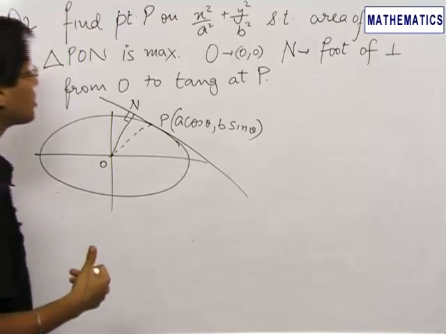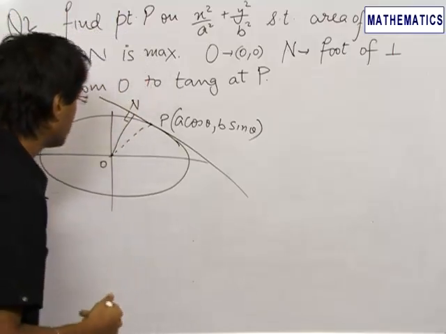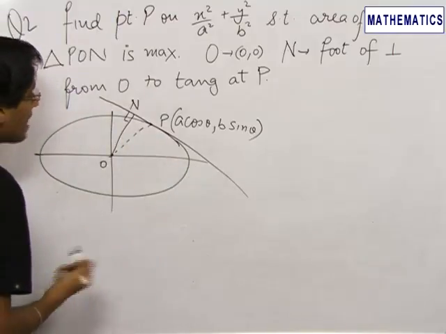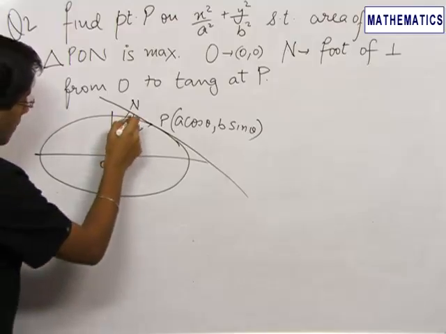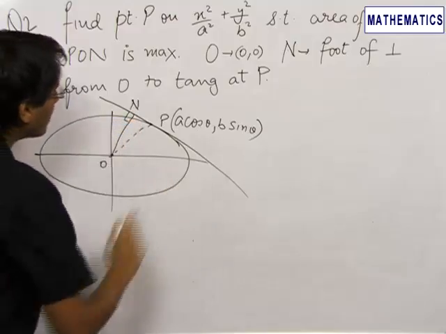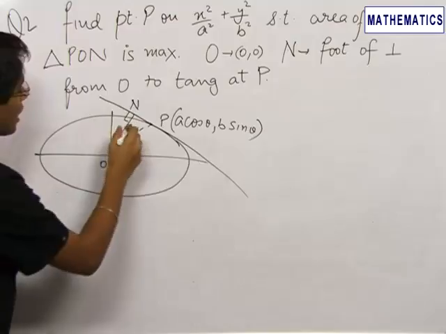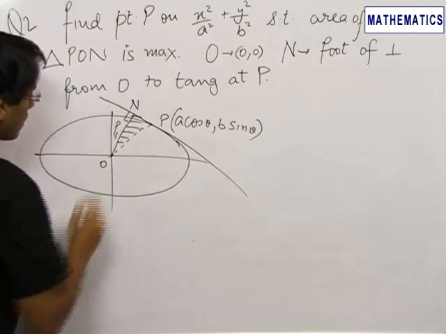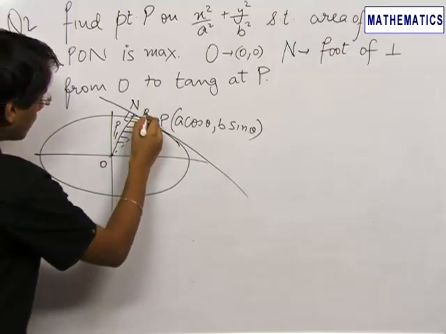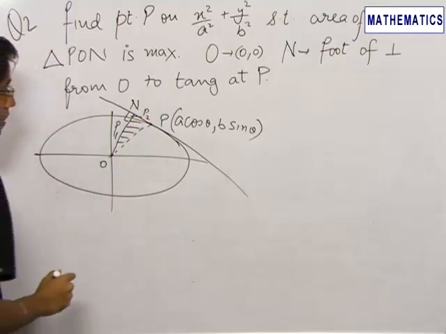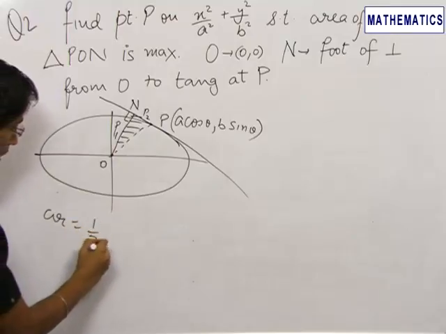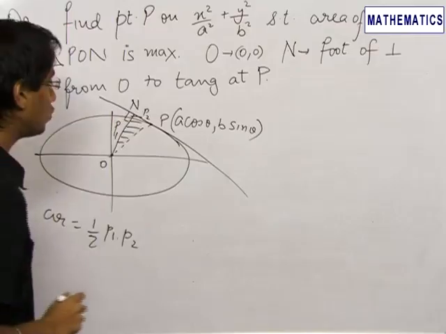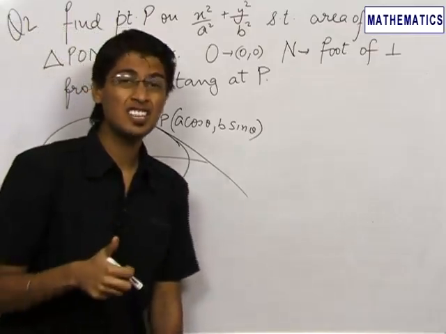In this question there is a special trick involved. Since this is the equation of a line, that is the equation of the tangent, we can find the length of the perpendicular dropped from the origin on the tangent. But for the area of triangle PON, if this is P1 and this is P2, then the area will be equal to half P1 into P2. We know P1 but we don't know P2. Hence we do a small construction over here.